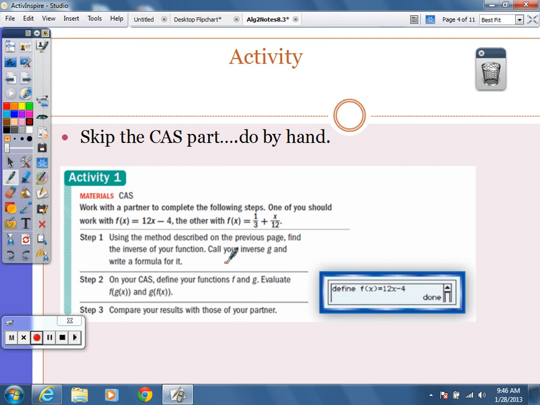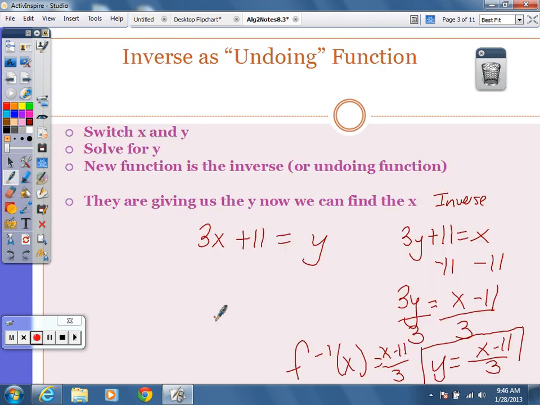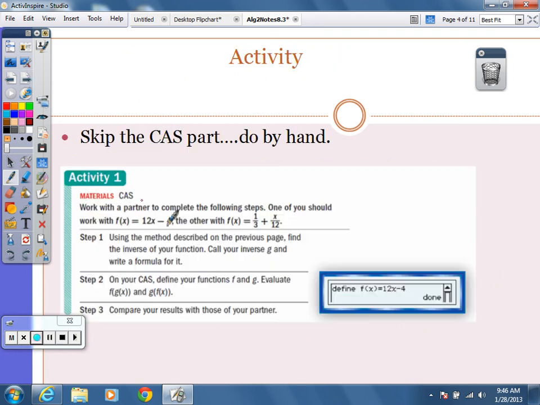Here is an example, 1/3 plus x over 12. I don't know what example this is from. Work with a partner to complete the following steps. One you should work with is 12x minus 4. The other should work with this. I'm just going to do them both right now, except we're not going to use a calculator. We're going to do this by hand.